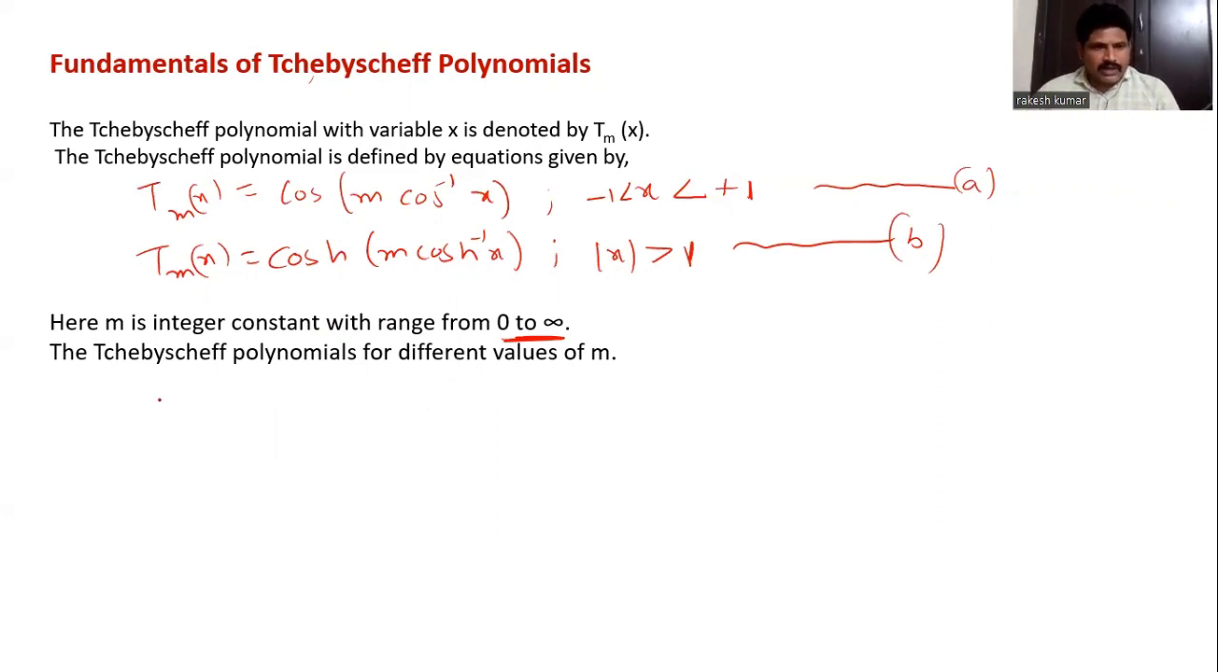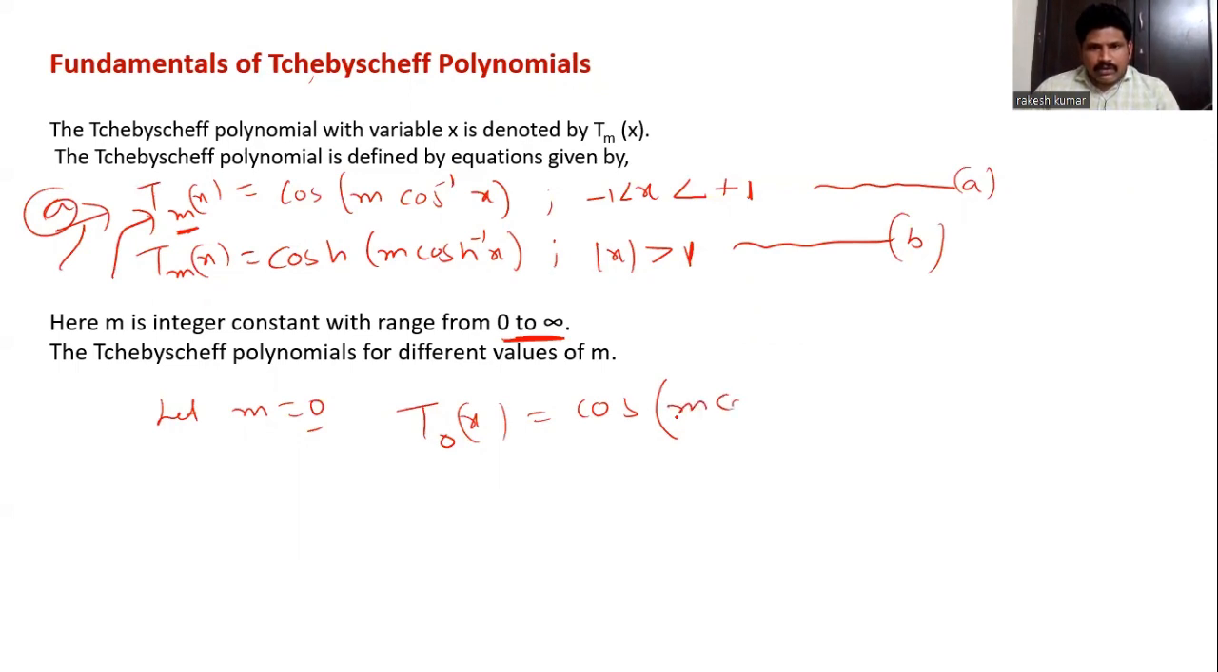Let us take m is equal to 0. I am taking expression a and substituting m is equal to 0. The above expression can be written as T0 of x is equal to cos of m cos inverse of x. Here I am assuming let delta is equal to cos inverse of x. Therefore T0 of x is equal to cos of m delta.